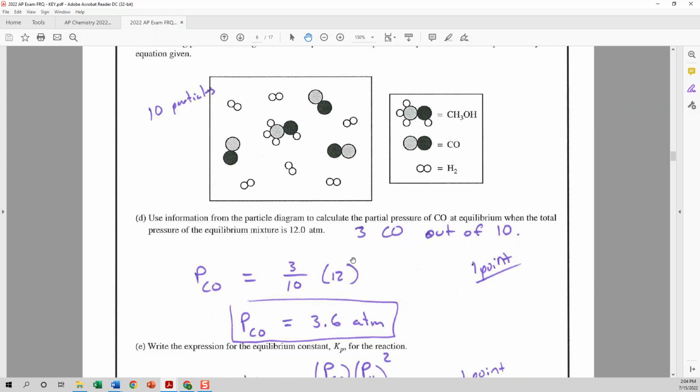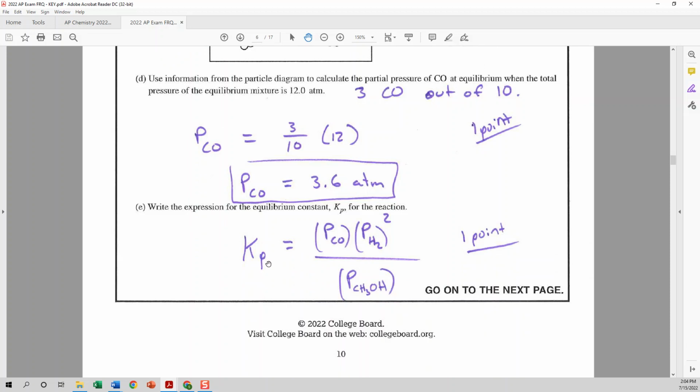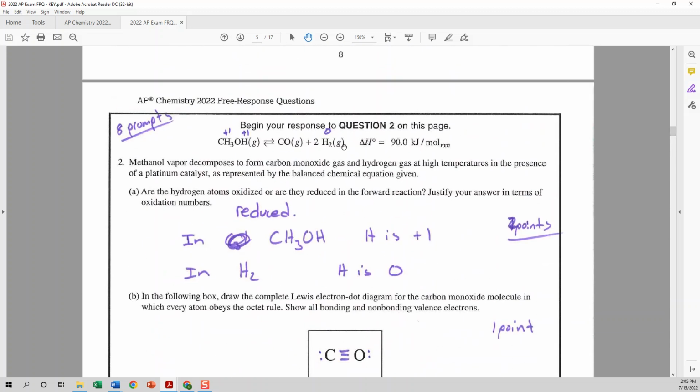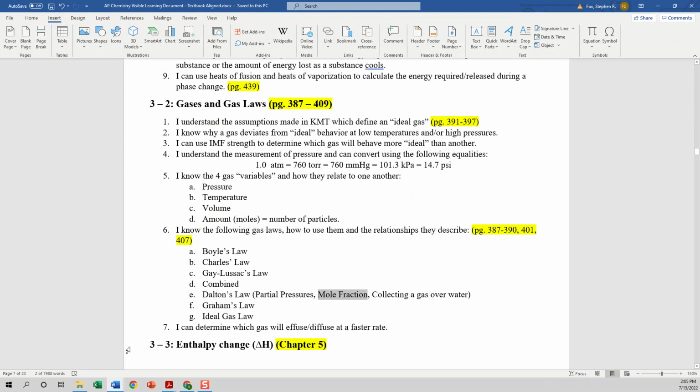Okay. All right. So we go to part E. It says write the equilibrium constant expression Kp for the reaction. So remember, the reaction is still way back up here. So we'll learn about writing equilibrium expressions and all that, but let's look at the VLO. So this is 2E. So it's 4-1 6D, but it's also 4-1 8. And it's because this has to do with a specific equilibrium expression. It's a Kp, which is different than all the other equilibrium constants.